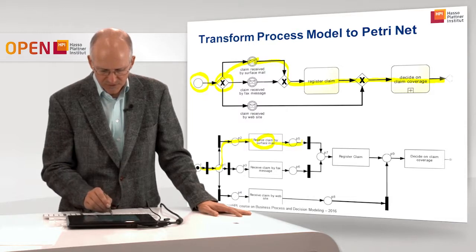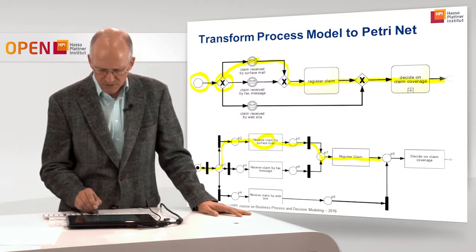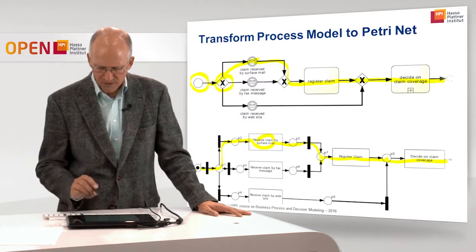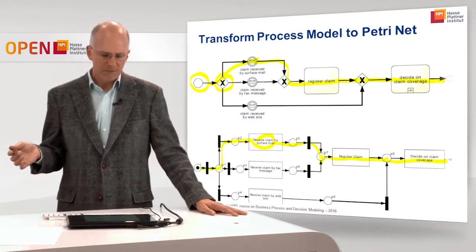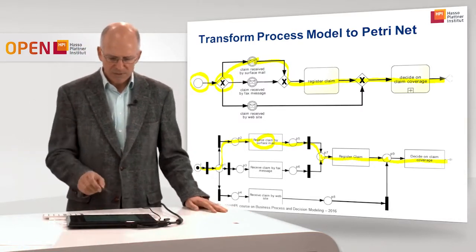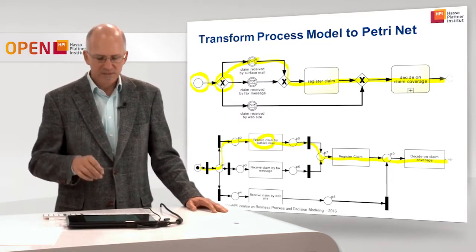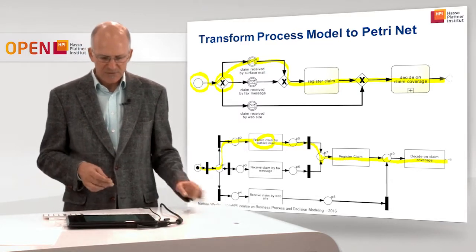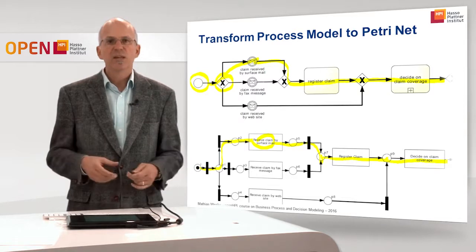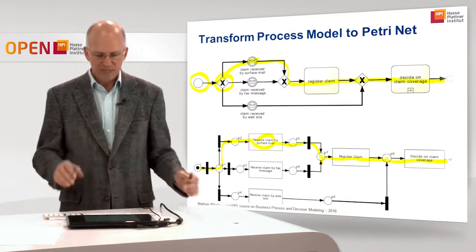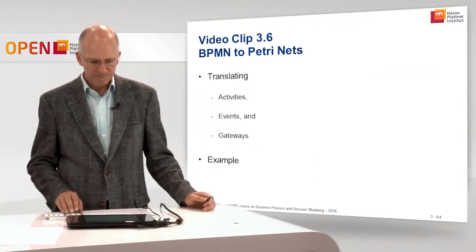Then we have this silent transition putting a token in P7. Then register claim can occur, putting a token here. Then decide on claim coverage can occur, putting a token here. So we see that we could do that also for the other two, and we'll see that we have exactly the same behavior in the PetriNet as we have in the BPMN process model.